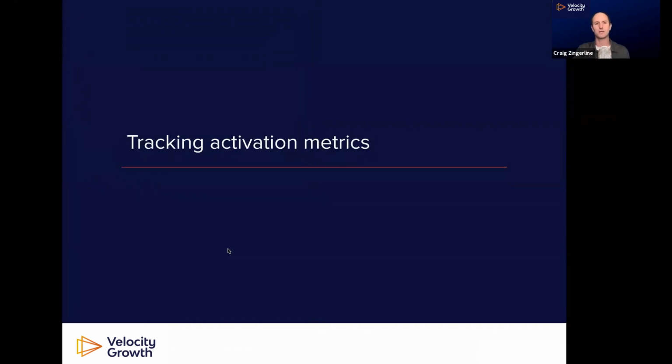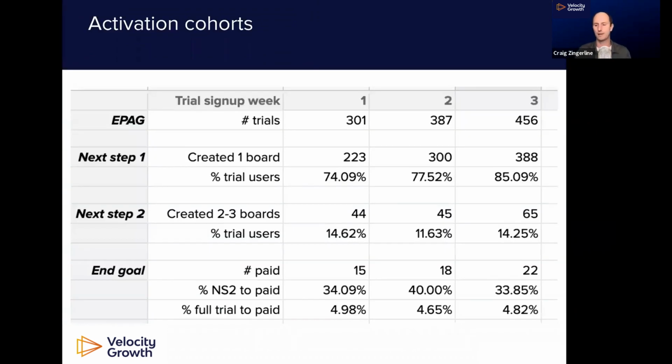The next area of focus here is tracking activation metrics. And again, we cover this in a lot more detail in the Mastering Growth program, but basically, what you want to do is look at your EPAG and then all of your next steps along the journey, all the way to that end goal, and map them in a spreadsheet and track those conversion rates between each step. And what you want to do is make sure that week over week, you're getting more velocity and you're getting better at those conversions and you're driving more conversions.